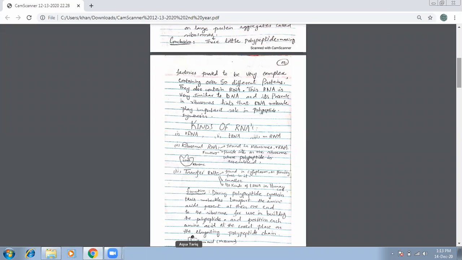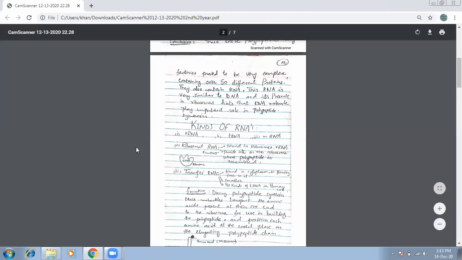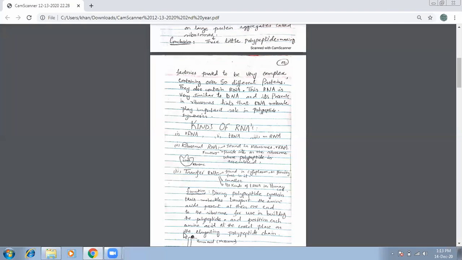As you know, there are three main kinds of RNAs. One is ribosomal RNA, one is transfer RNA, and the third one is messenger RNA. We will study about these RNAs. First one is ribosomal RNA.